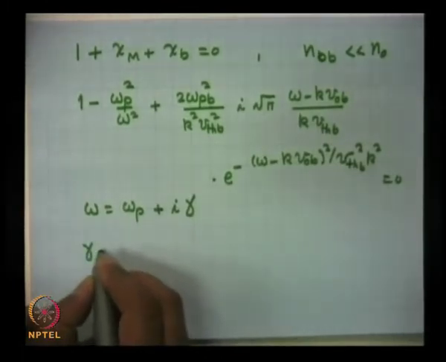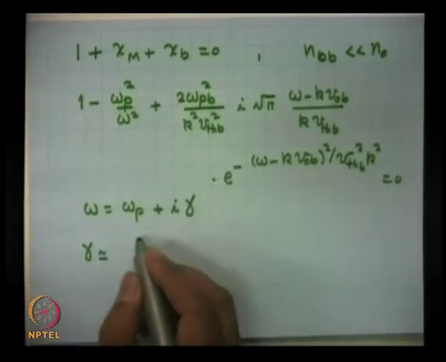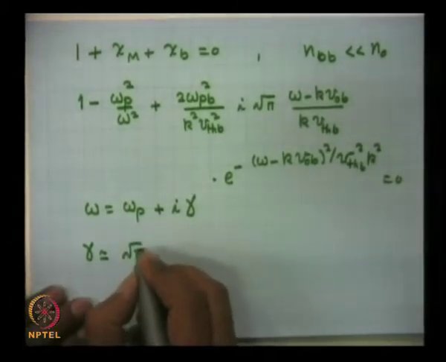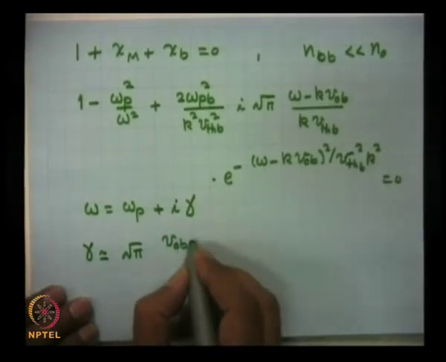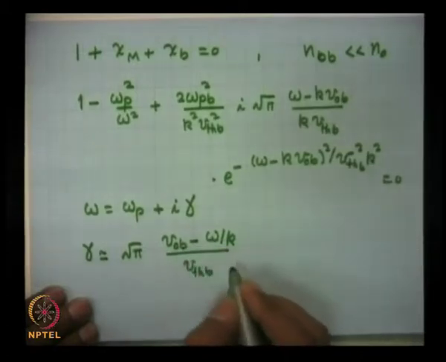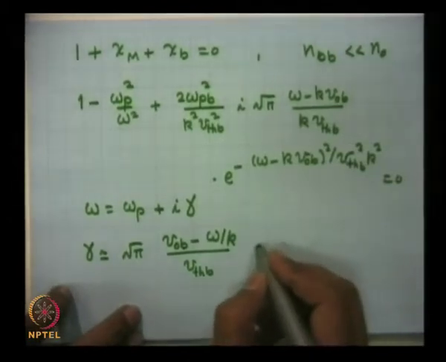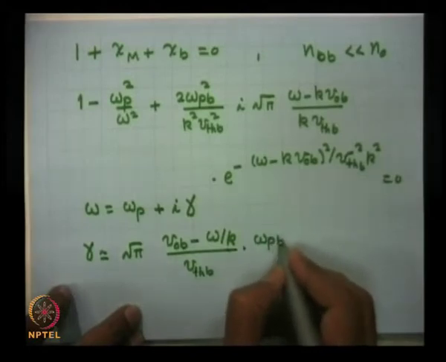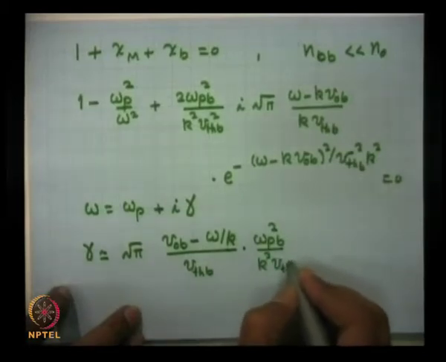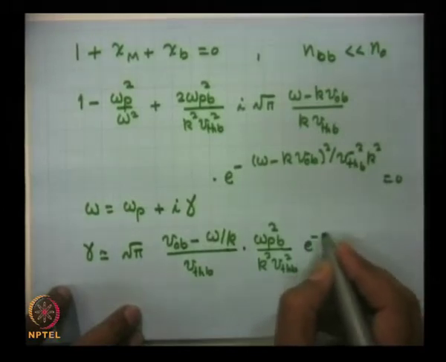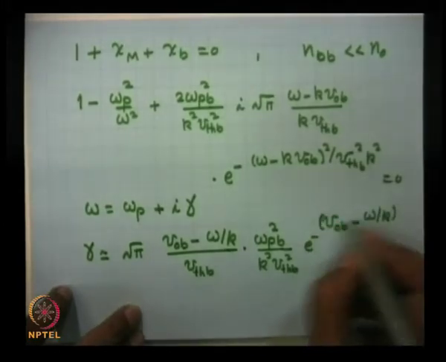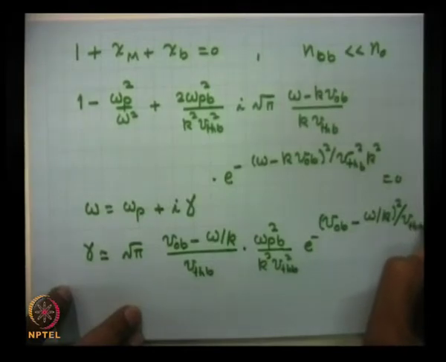So, growth rate turns out to be equal to, let me just write down this expression, root pi into V0b minus omega by k upon V thermal of the beam, thermal spread in velocity of the electron beam, into omega pb square upon k square V thermal beam square, exponential minus V0 beam minus omega by k whole square divided by V thermal beam square.